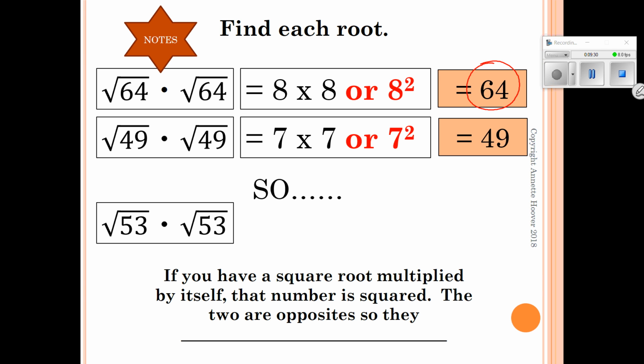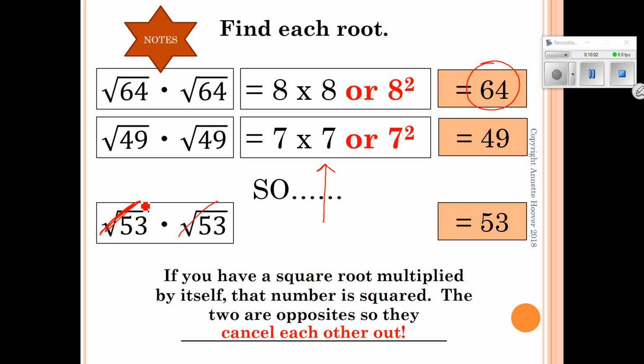Well, we could take our calculators and figure out the square root of 53, and then multiply it times itself. But if you know this rule, that when you have the square root of a number times itself, the square root signs just cancel each other out, the answer is just going to be 53, because it works just like it did in the above examples. So if you have a square root multiplied by itself, that number is squared. The two are opposites, so they cancel each other out. That just means that when you have two square roots the same multiplied times each other, these radical signs just get canceled out, and you're just left with the number underneath, which is called the radicand, as the answer when you evaluate it.